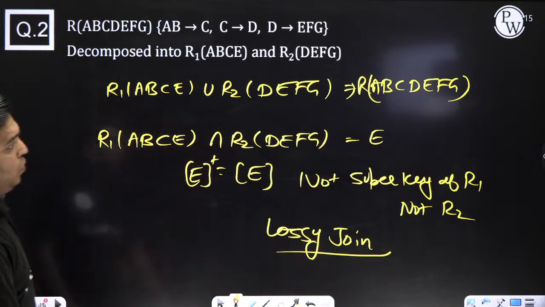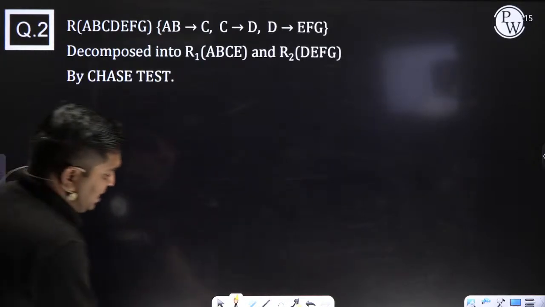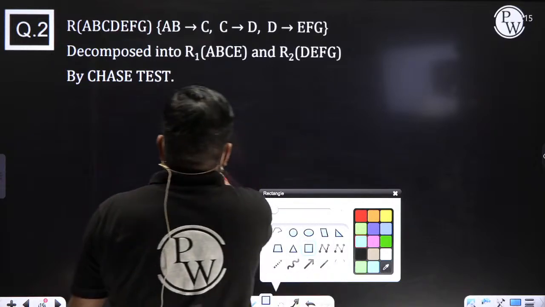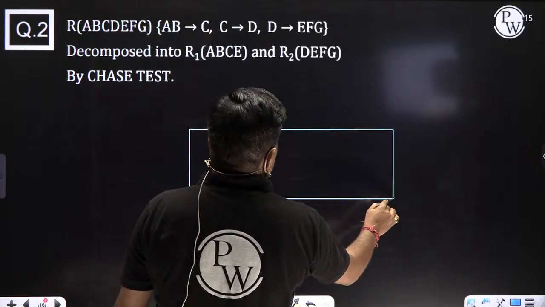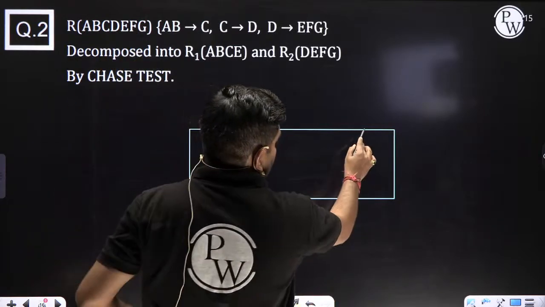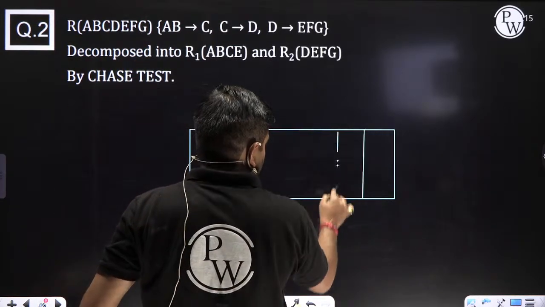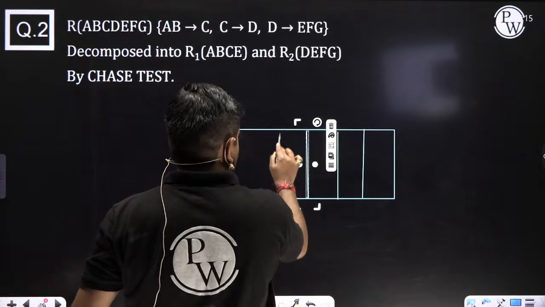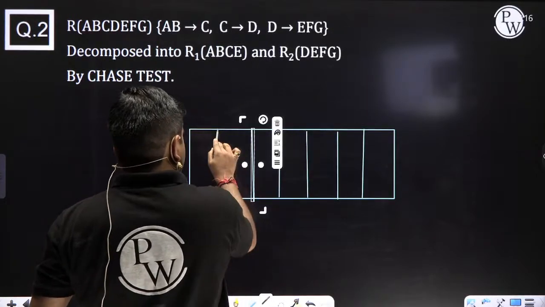It is a lossy join. Now, by the chase test, how many attributes do we have here? 7. 1, 5.